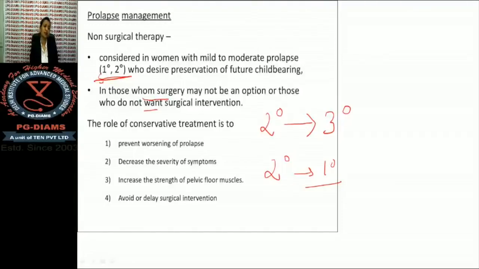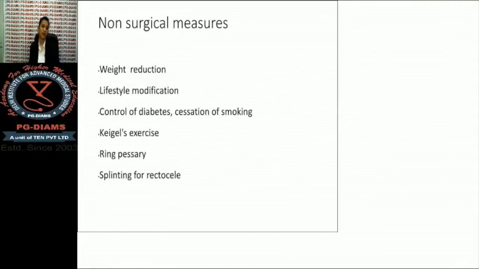So non-surgical therapy prevents worsening, decreases severity of symptoms, increases strength of pelvic floor muscles, and avoids or delays any surgical intervention, but does not actually correct the condition. The measures which you use, the first three, are correction of the predisposing factors: weight reduction, lifestyle modification, control of diabetes. Now you should know that obesity, diabetes and smoking are all risk factors for occurrence of prolapse or worsening of prolapse. So you will first ask them to modify these.